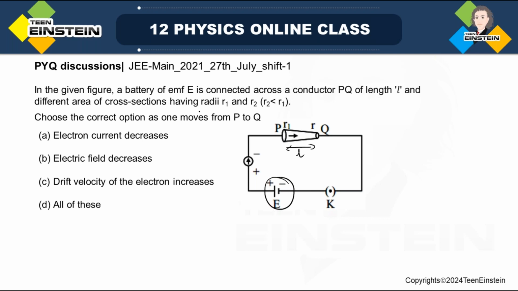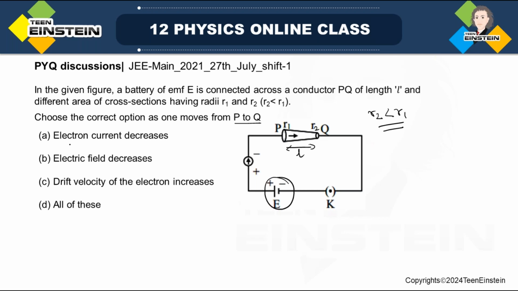Okay, varies, having radii R1 and R2. See, this was actually R2, so R2 is actually less than R1. So this is the question. Now you have to find out or choose the correct options. Only one option will be correct. Choose the correct option as one moves from P to Q. So as you go from P to Q, which among these four options will be correct?